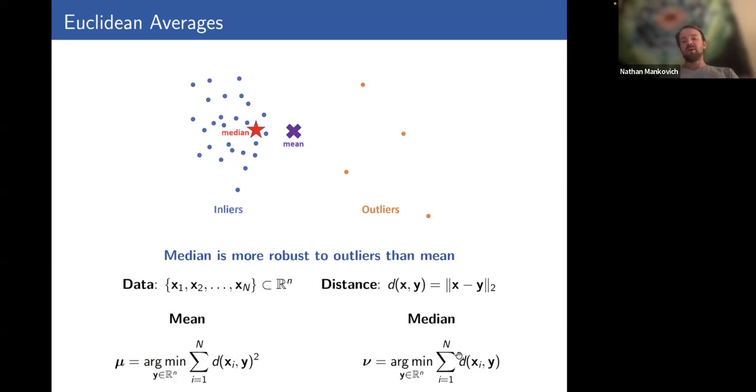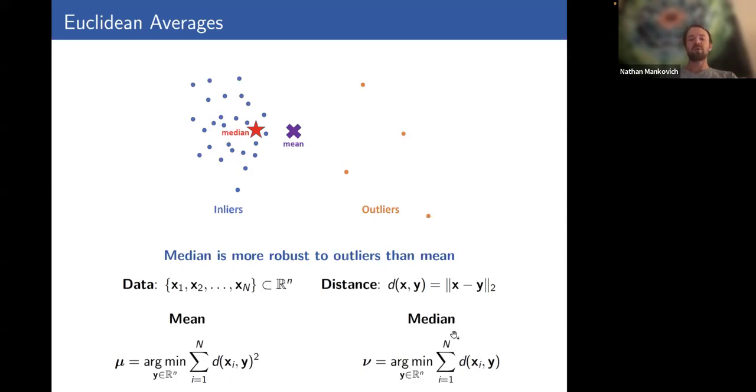The median, on the other hand, the only difference between these two optimization problems is that the median no longer uses this square, which somehow turns this into more of an L1 norm optimization problem, and in fact ends up generating something that's more robust to outliers.